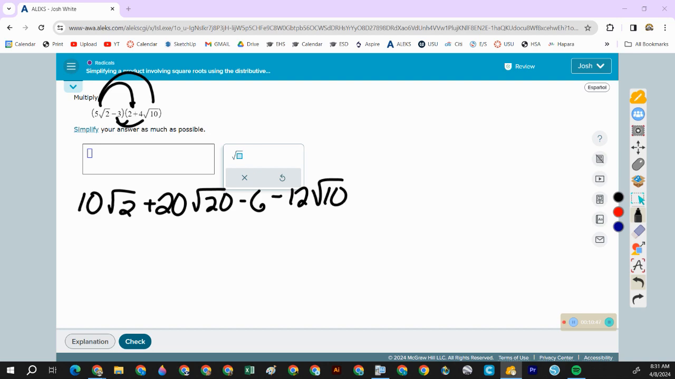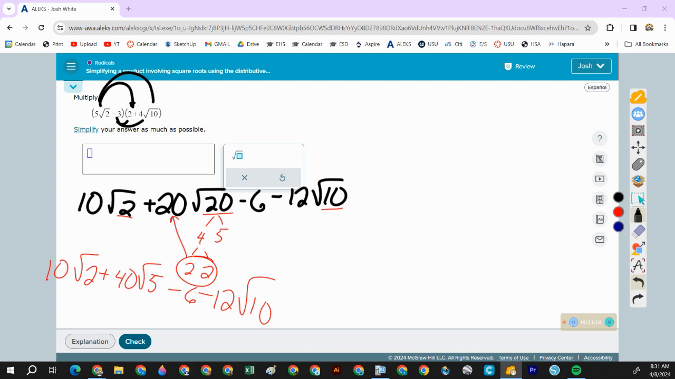And then we check to see if anything simplifies. That one does not simplify. That is just 2 times 5. It does not simplify. But this one is 4 times 5, 2 times 2. So we bring out a set of 2's, and they hit the 20. So 10 root 2 plus 40 root 5 minus 6 minus 12 root 10. And none of those are like terms. So that's as far as you can go.